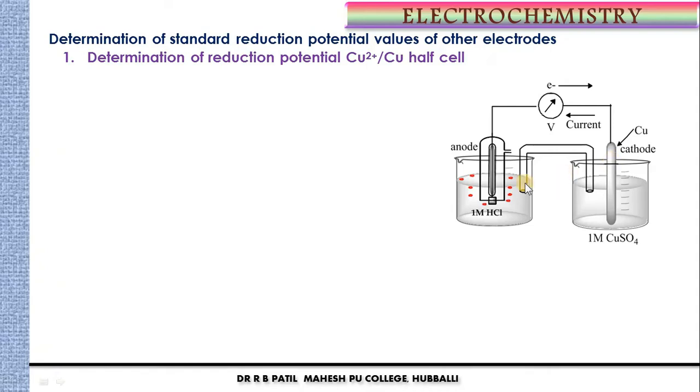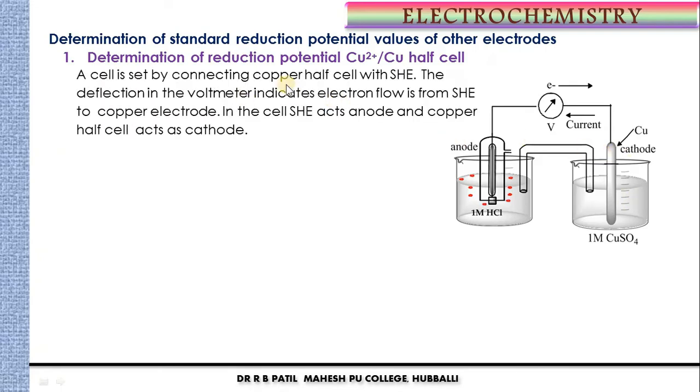So just recall Daniell cell in which electrons flow from zinc to copper, and we called zinc as an anode and copper as a cathode. So here we have to call the same. Standard hydrogen electrode acts as anode and copper acts as cathode. So here, as I mentioned, we set a cell by connecting copper half cell with the standard hydrogen electrode. Deflection in the voltmeter indicates the flow of electron from standard hydrogen electrode to copper. So hence standard hydrogen electrode is anode and copper is cathode.